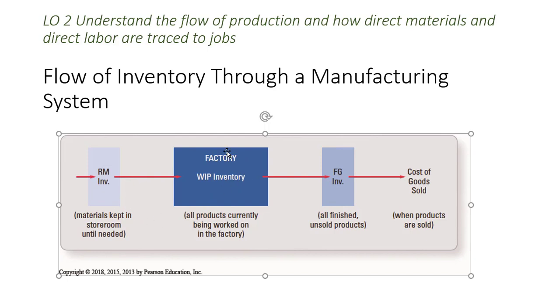Then everything goes out into the factory, and once it's there, it's all part of work in process. So this is everything being worked on in the factory. When it's finished, it goes to finished goods. See, now you knew this. So it goes from raw material to work in process to finished goods. And then once it's sold, it moves over to the income statement and sits in cost of goods sold.